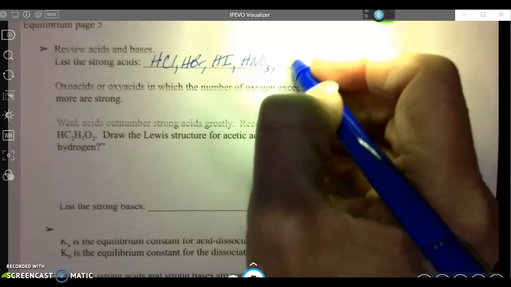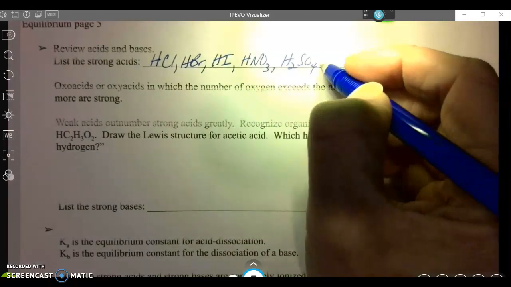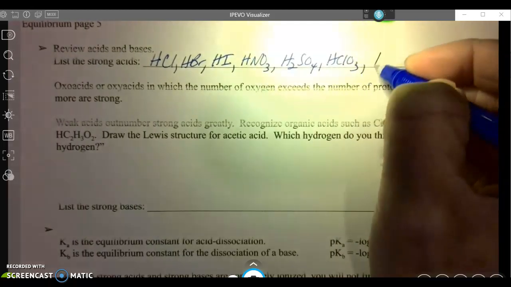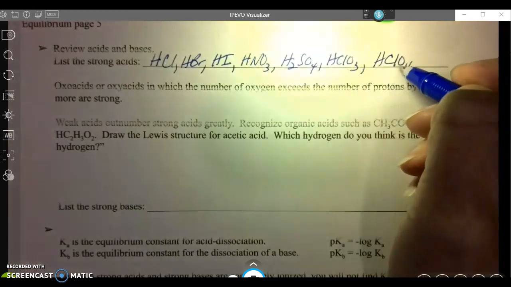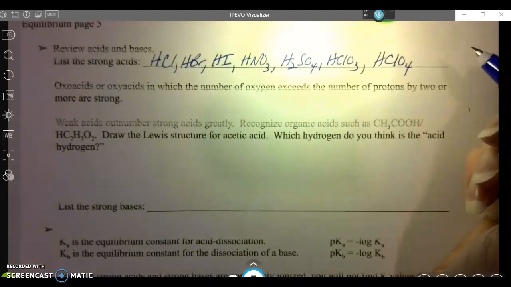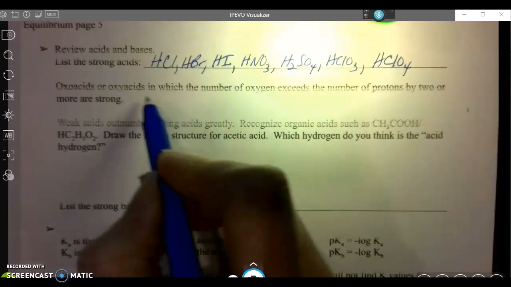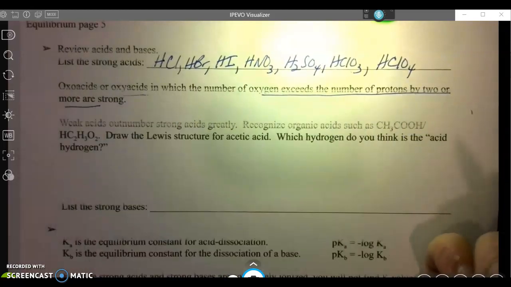So nitric acid, sulfuric acid, perchloric acid, and chloric acid, sorry. I have those backwards. So this one's chloric and this one's perchloric. I'm thinking faster than I'm writing. So again, that's your guideline. Oxyacids, the number of oxygens exceeds the protons by 2 or more.